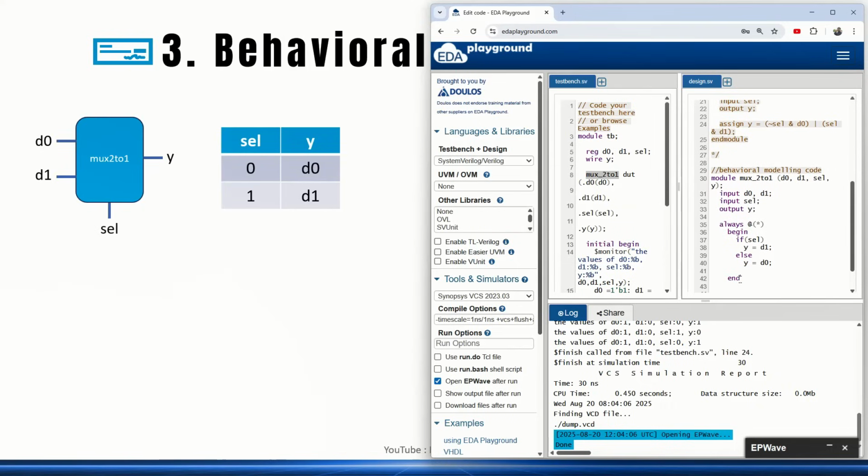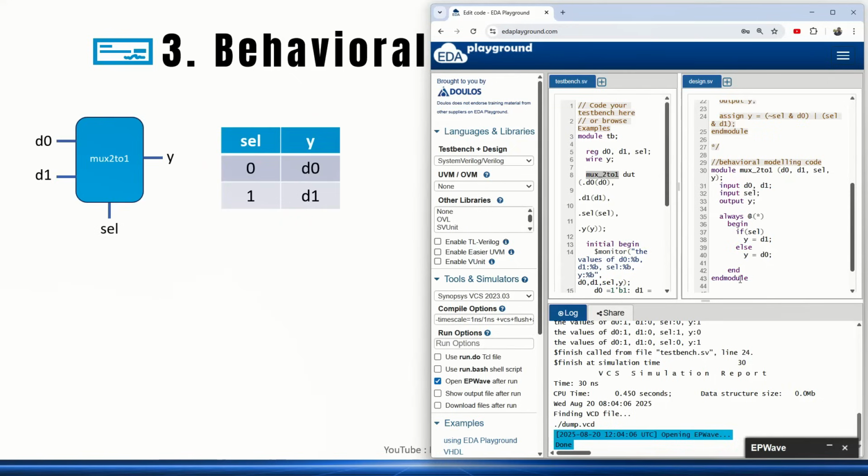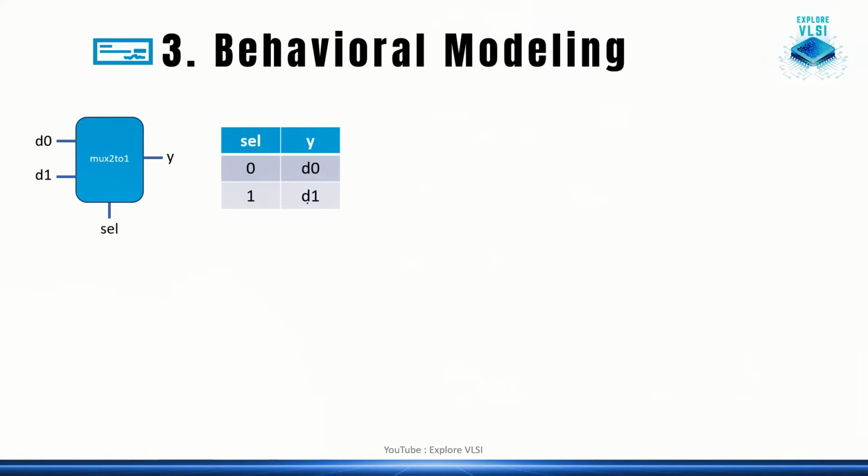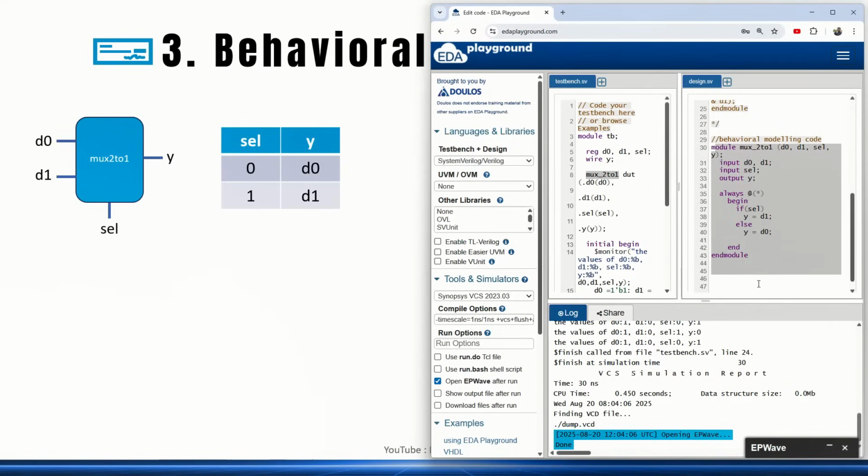Then we use end to end the always block, then endmodule to end the complete module. This is my behavioral code for a 2:1 multiplexer. We are writing this by looking at the truth table directly: select equal to 1 gives D1, select equal to 0 gives D0. By looking at the behavior, we write this code. This is the top-level description of Verilog, and it is used a lot in industry.